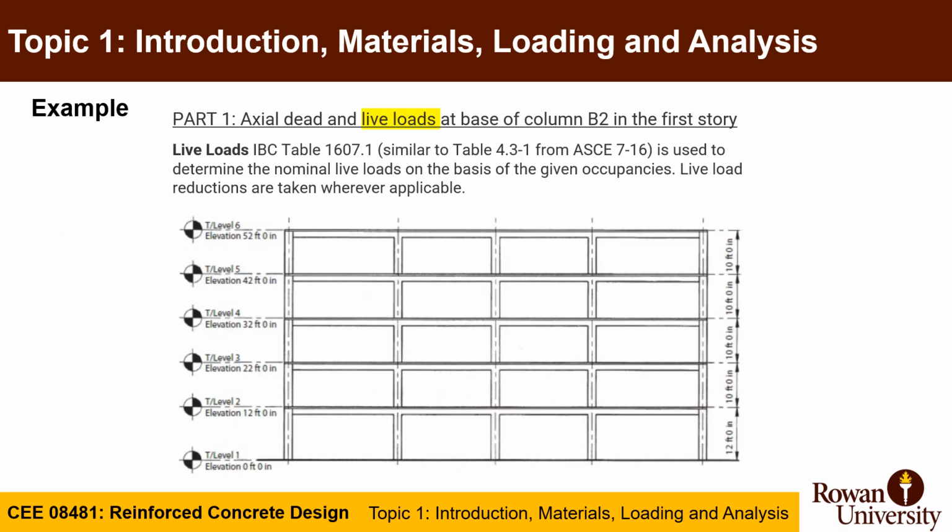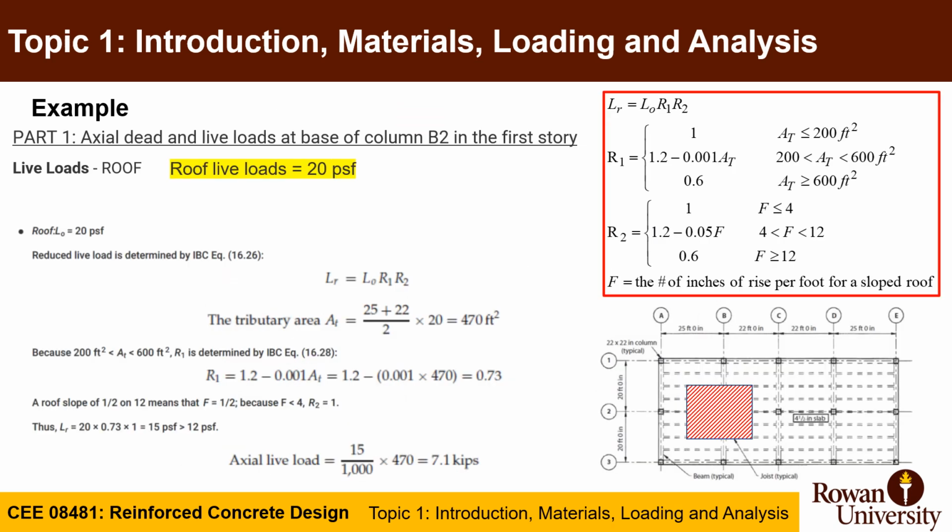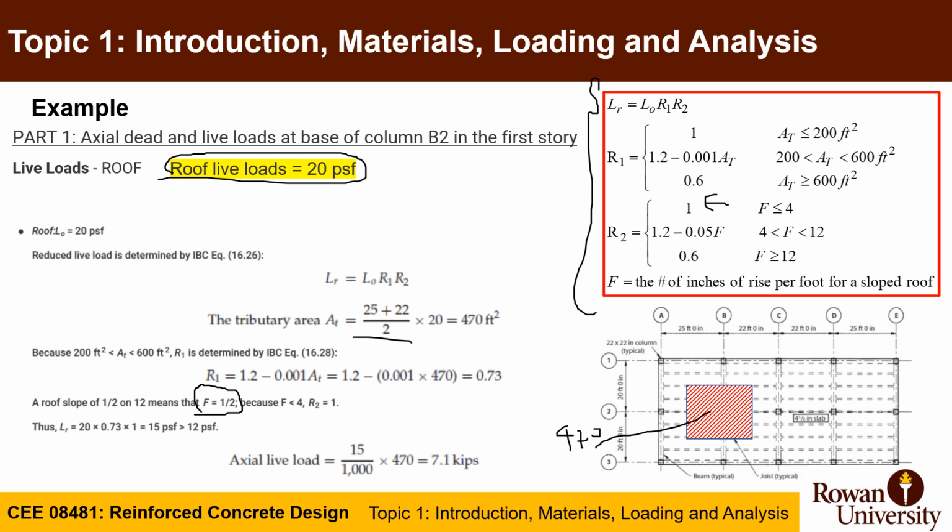So now we're going to go to the live load, and please pay very high attention with me. First, we're going to deal with the roof. The roof live load was given as 20 psf. Here are the guiding reduction factors. If you remember, the F was half inches. That's why R1 has to be 1 because you are lower than 4. The tributary area, as we calculated, was around 470, which is 23.5 times 20, as you can see here.